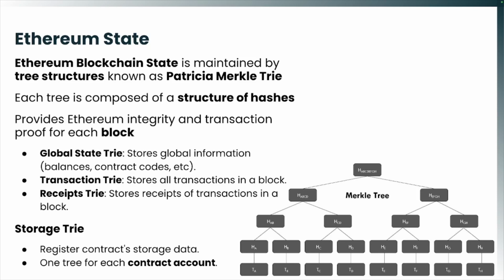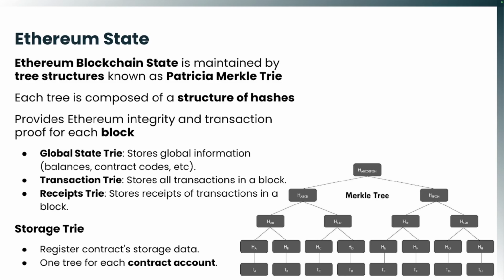Ethereum state is managed through 4 essential types of trees, each serving a critical function. The first one is the global state tree that holds the state of all accounts, including their balance, contract codes, and other data that reflects the current condition of the blockchain network.